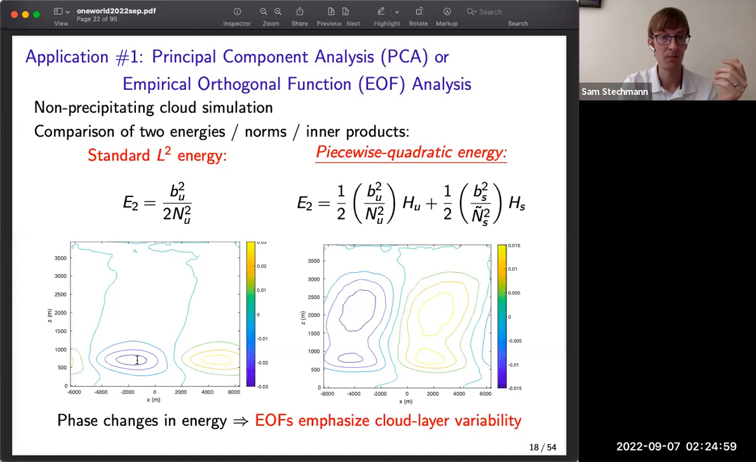The leading EOFs in the standard L2 energy case don't really capture the entire cloud layer. If you take into account the different phases in your definition of the energy, then the leading EOF has this structure that goes deep, roughly through the depth of the shallow cloud layer. So we think this could be useful for analyzing cloud data in different ways, since using the natural moist energy does a better job of capturing the variability of clouds.